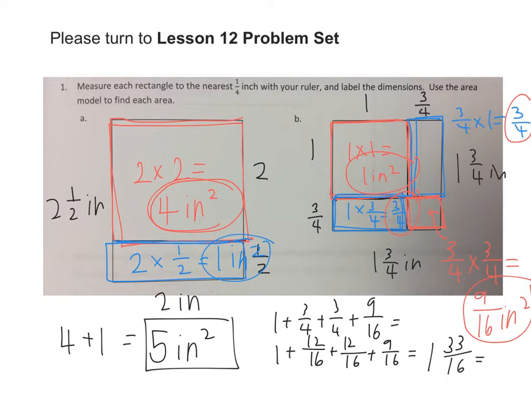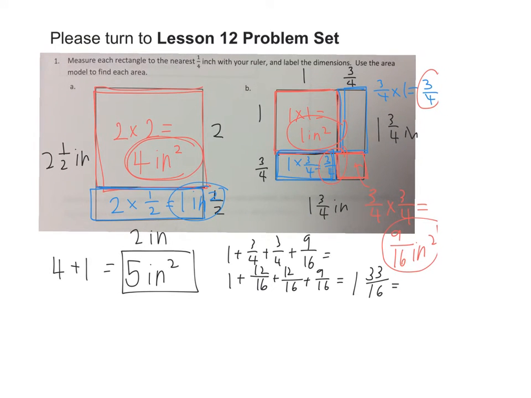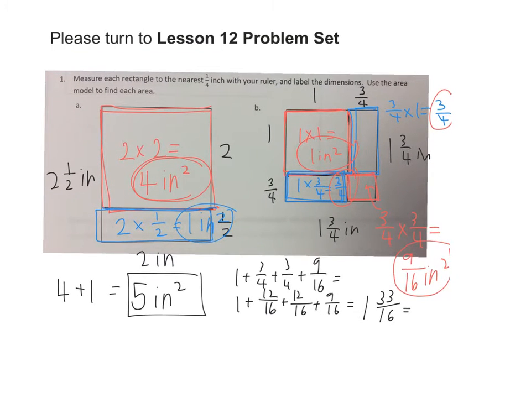Can I simplify that? Are there any wholes in 33/16? How many wholes are there? 2. So I have 1 plus 2, which is 3. And then how many 16ths do I have left over? And what should my units be? Square inches. Very good.